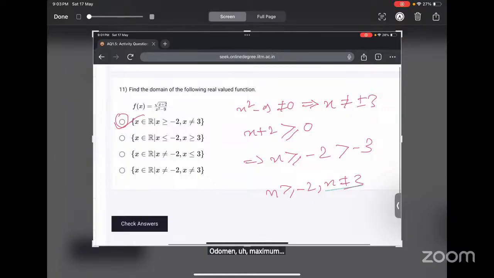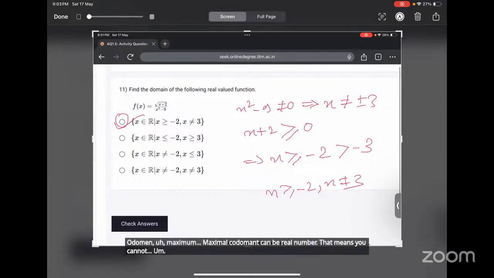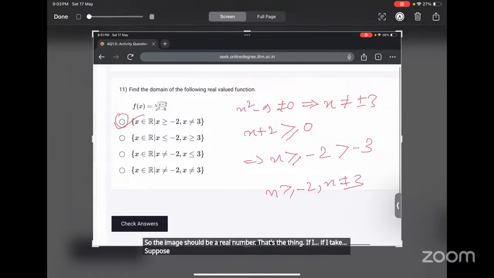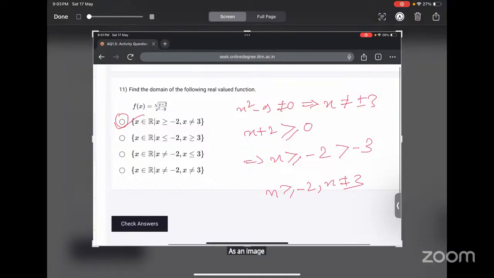The maximal codomain can be the real numbers. That means you cannot put any complex number in the place of the image of some element. So the image should be a real number. That's it. So for a real valued function, if I take, suppose, minus 4, then we will get a complex number as an image, right? So real valued function means from real to real?